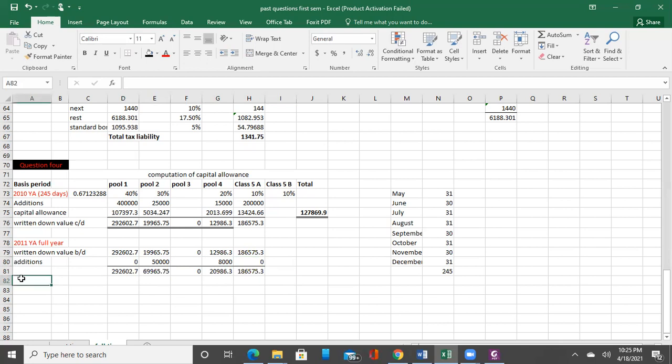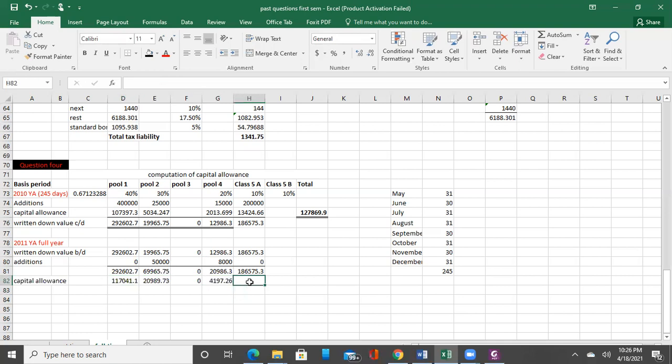So then you come to disposals. In 2011, did we sell something? No. If we have not sold anything in 2011, then we go on and say capital allowance. So it's going to be equal to 40% multiplied by this. Then it continues like that. 30 multiplied by this.